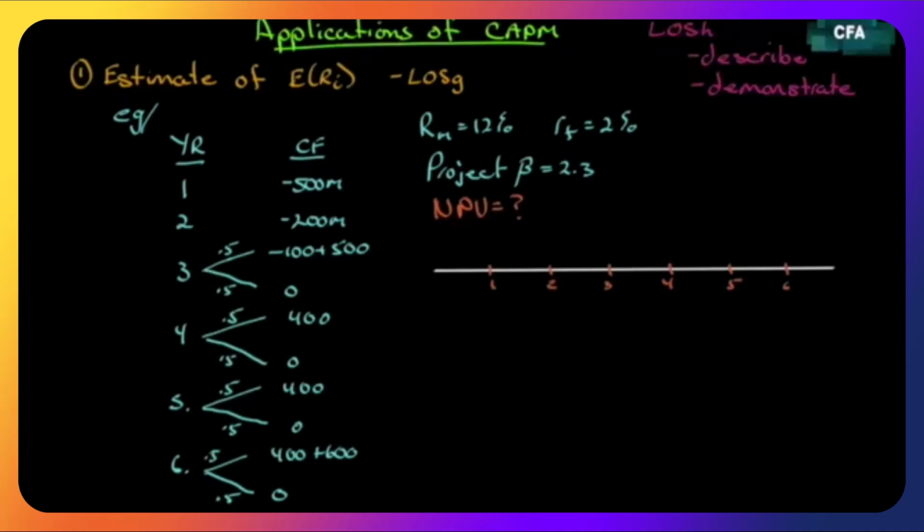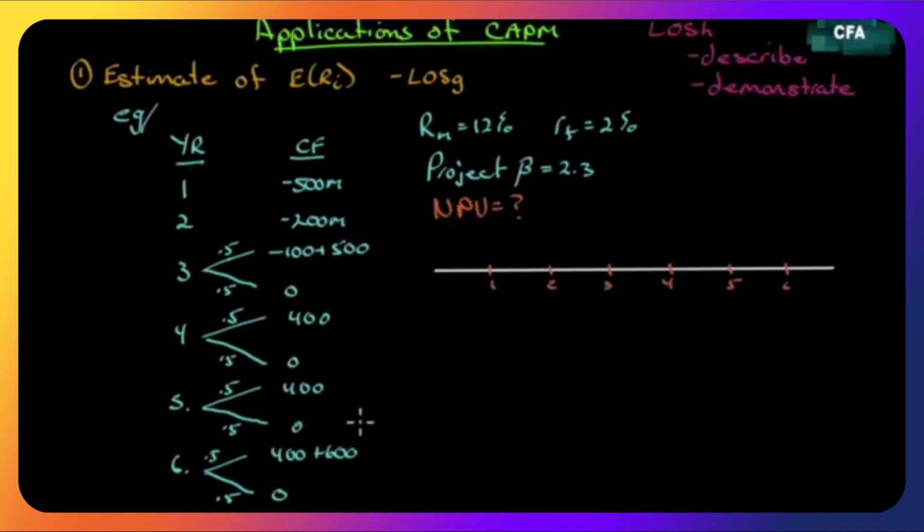Number one, estimate the expected return of an asset. We did that in LOS G. We used the estimate of the expected return to calculate the intrinsic value of a stock. Here, we're going to calculate the expected return of a project so that we can find the net present value of a series of cash flows. So we have 6 years here, and a series of cash flows. And the cash flows are somewhat complicated because they're probabilistic.